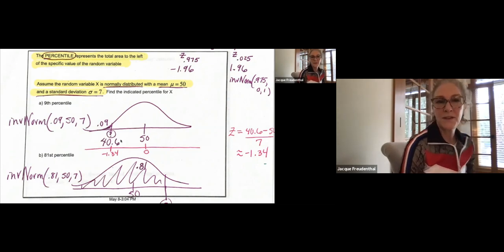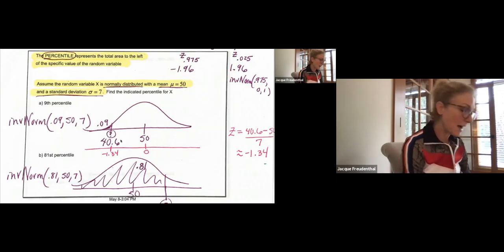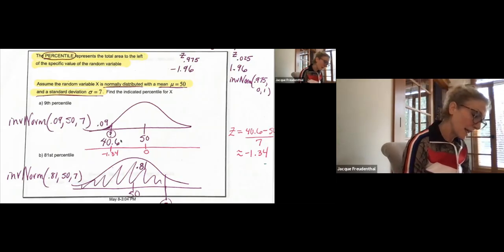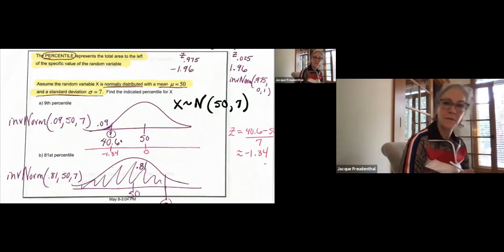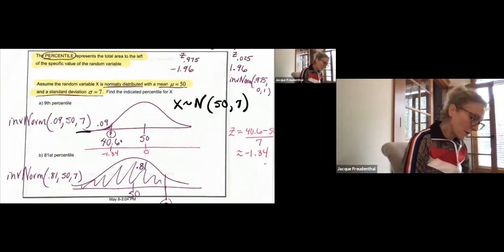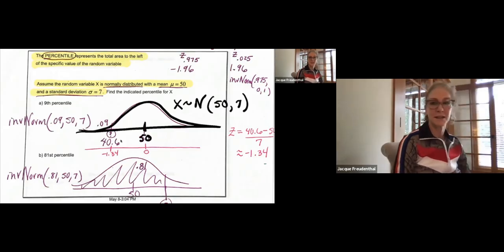So if there's a mean of 50 and a standard deviation of 7, this is not a standard normal, right? So now we're looking at X with the normal distribution where the mean is 50 and the standard deviation is 7. So when I draw my normal curve, I put 50 in the middle. I don't put 0 because we're not on a standard normal, we're on just a regular normal distribution. So now the middle is 50.